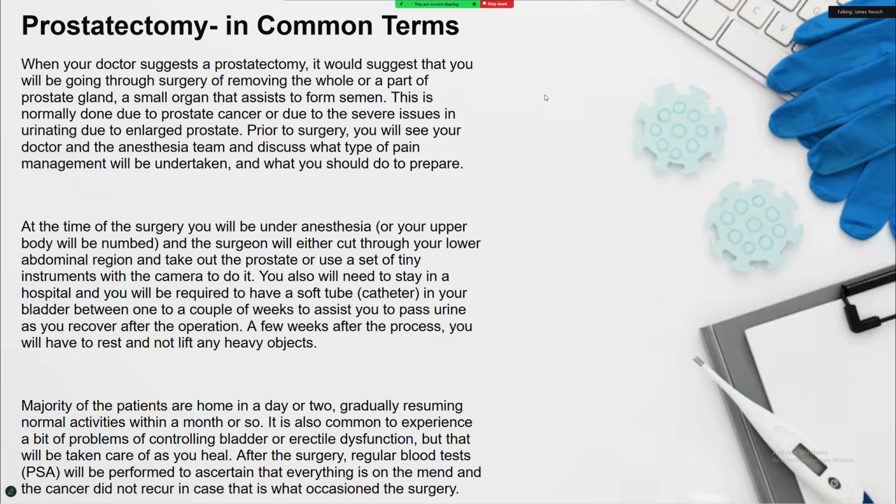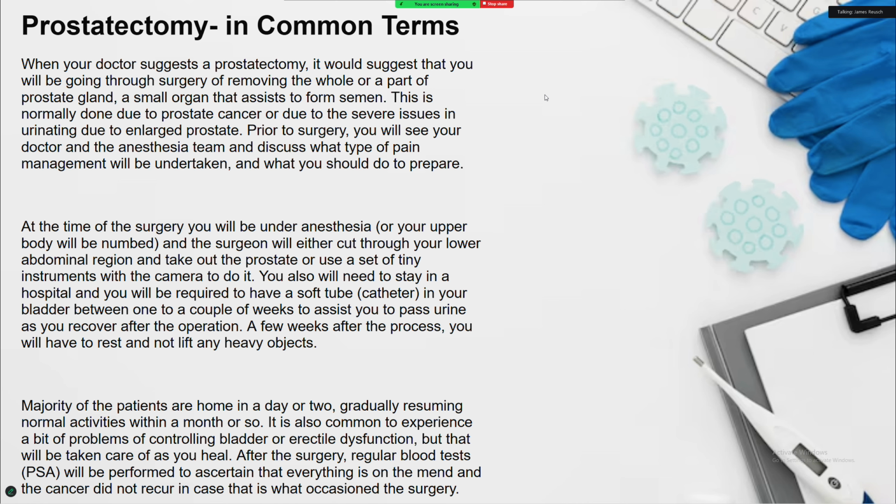Before surgery, the patient will meet with the surgical team and the anesthesiologist to go over what to expect and how to prepare. During surgery, the patient will be under anesthesia, usually general anesthesia. The surgeon may make an incision in the lower abdomen or use minimally invasive tools with a camera. Afterward, the patient will likely have a catheter for a week or two, and they'll need to avoid heavy lifting for a few weeks.